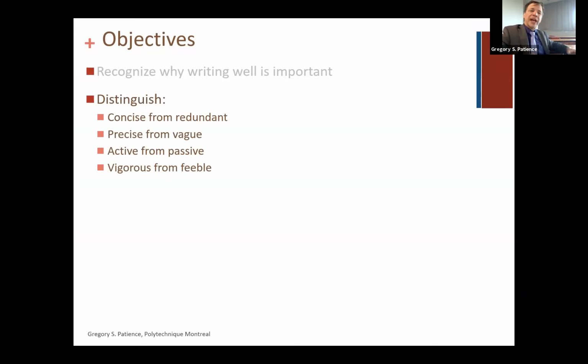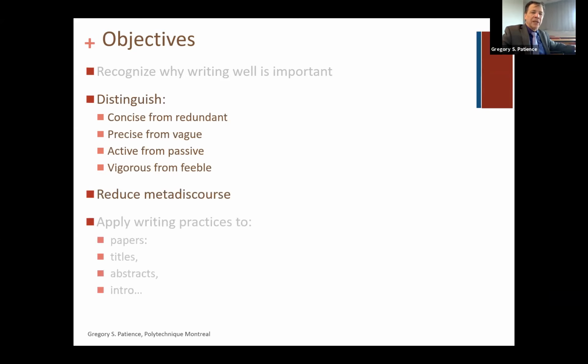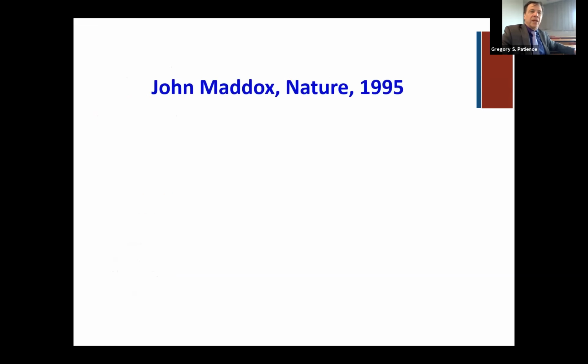But what we're going to look at is precisely style, and it's distinguished between concise and redundant, precise and vague. Krista talked about active and passive voice, and then vigorous and feeble verbs, which she also talked about. And then we're going to try to reduce meta-discourse. And these two styles are related. And then in the course, of course, we apply these to writing titles, abstracts, and the introduction, but we will not do that here.